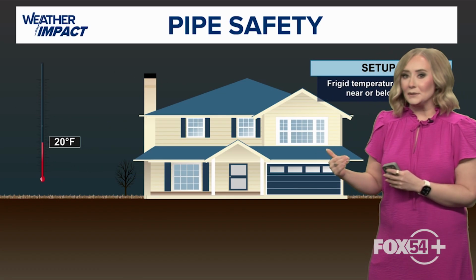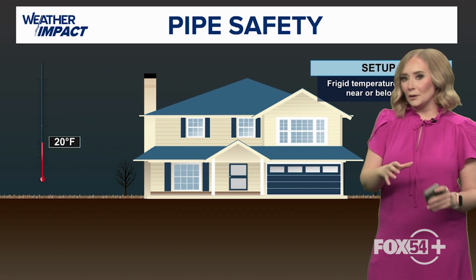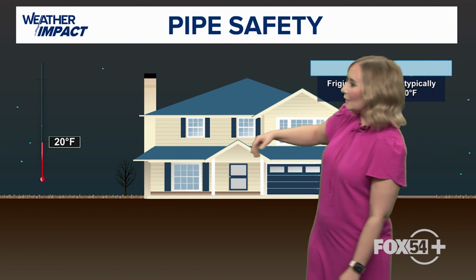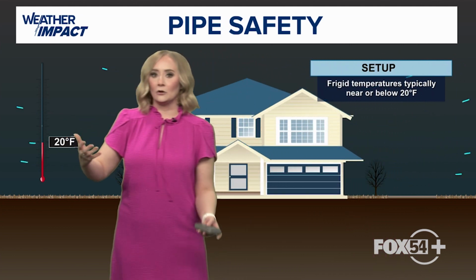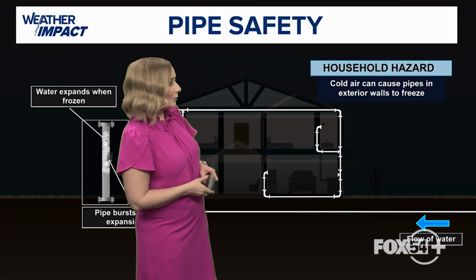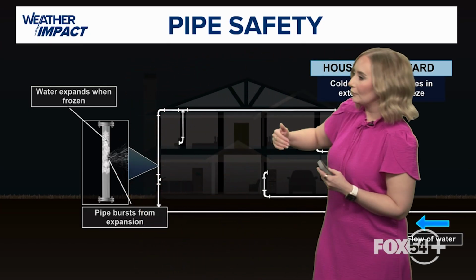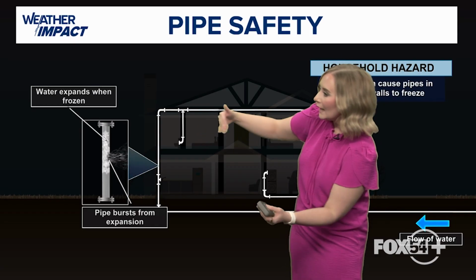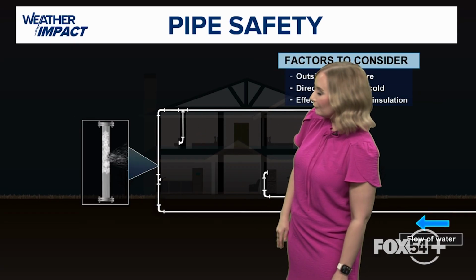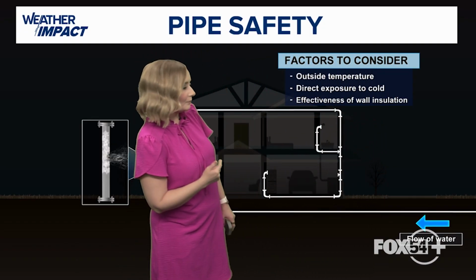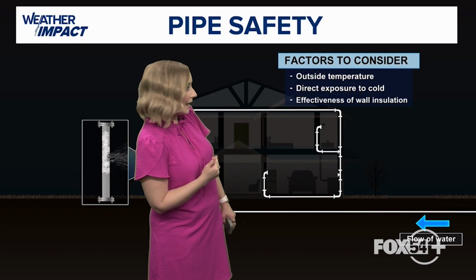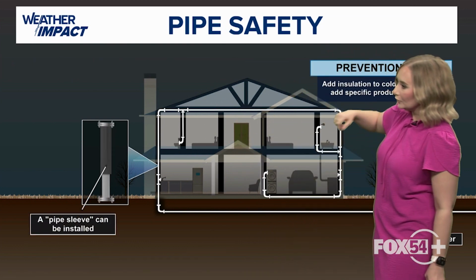So we're going to talk about pipe safety because I know that is probably a number one priority for most of us. So let's say we have temperatures that are right around 20 degrees. That is well below freezing. In fact, it probably would warrant a freeze alert. So that's when the cold air could potentially cause the pipes in the exterior walls to freeze, because water expands when it's frozen, and then you have that pipe that's going to burst. So here are some factors to consider: outside temperature, direct exposure to cold temperatures, and the effectiveness of your wall insulation.